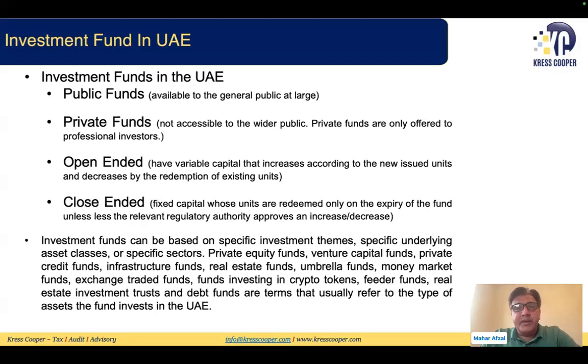Open-ended funds have variable capital that increases according to newly issued units or decreases by the redemption of units. This is an open-ended fund. A closed-ended fund has a specific capital. It cannot increase and it cannot decrease unless special approval has been taken. So these are called closed-ended funds.